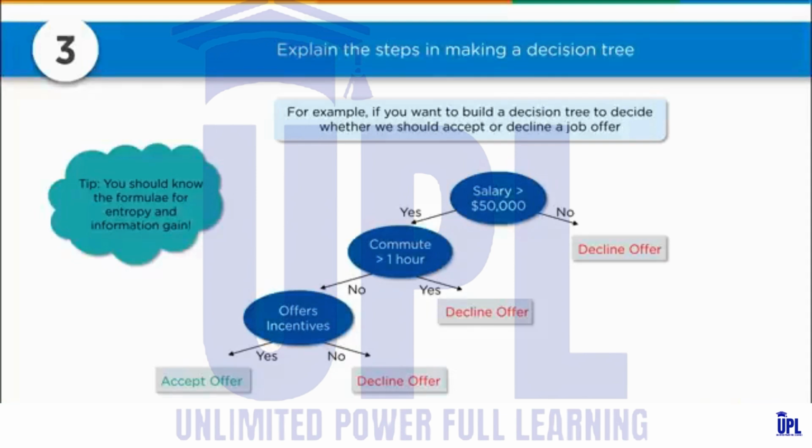The commute is greater than an hour. Yes, decline the offer. No. Offers incentives. Yes, accept the offer. No incentives, decline the offer. So we use decision trees pretty much for everything if you want.